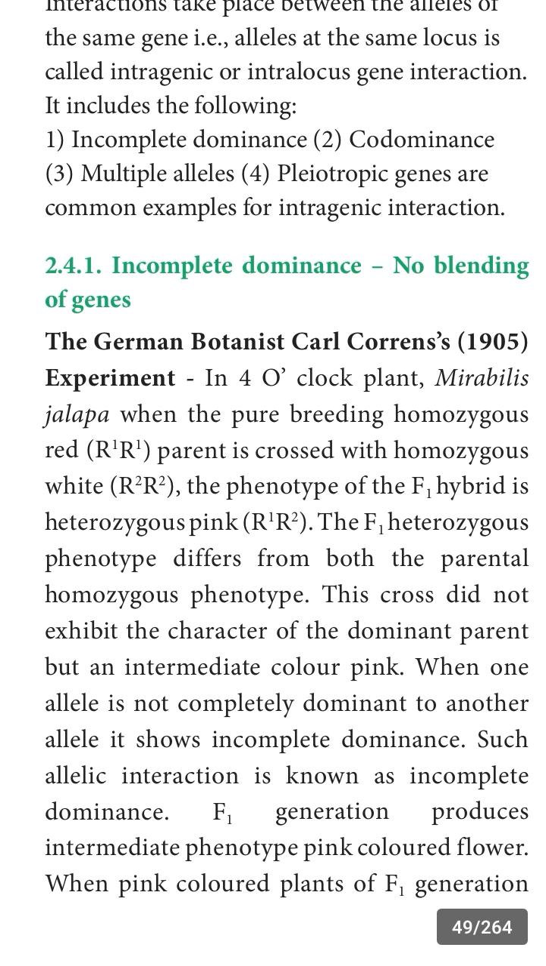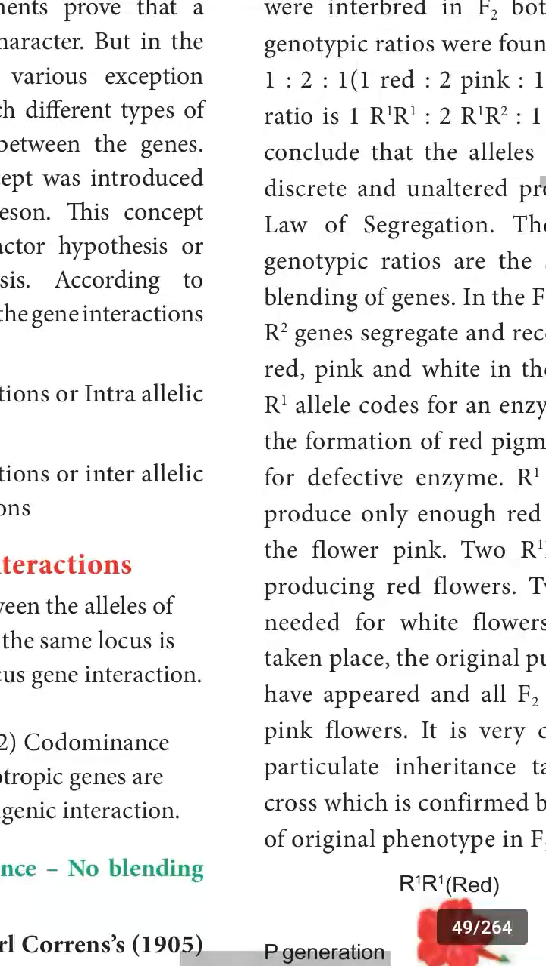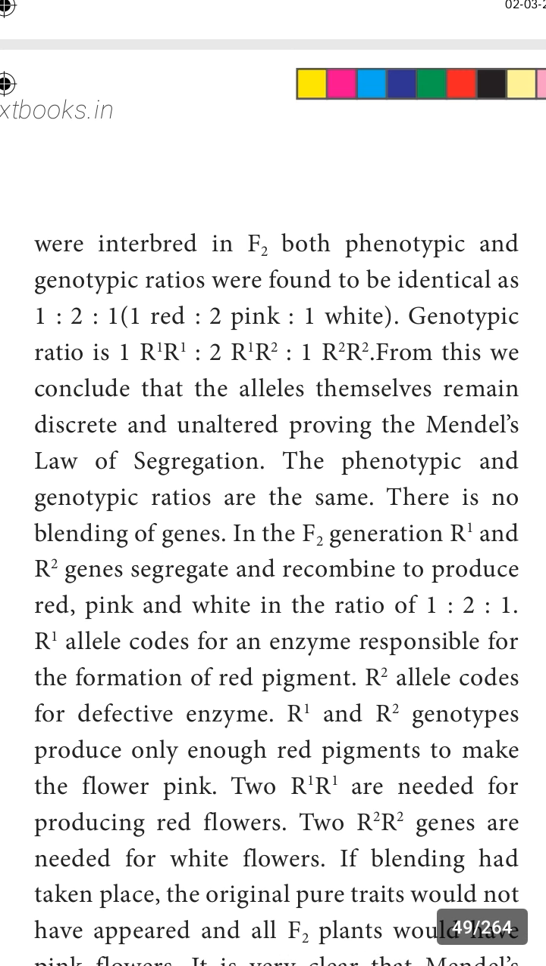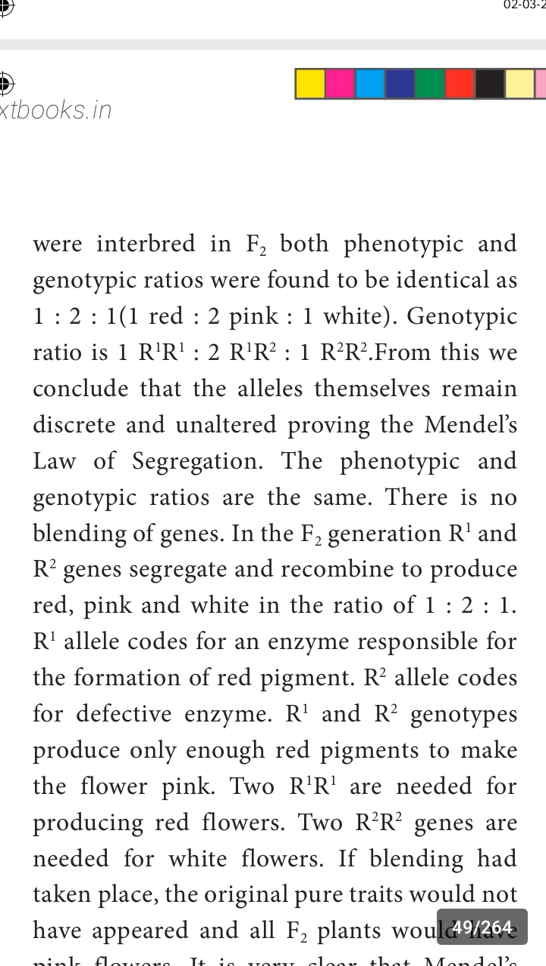When pink colored plants of the F1 generation were interbred, that is, when this F1 pink flower plant was self-crossed, in the F2 generation both phenotypic and genotypic ratios were found to be identical, as 1:2:1. That is, in the F2 generation, we got one red plant, two pink plants and one white. Here you can see in this cross.